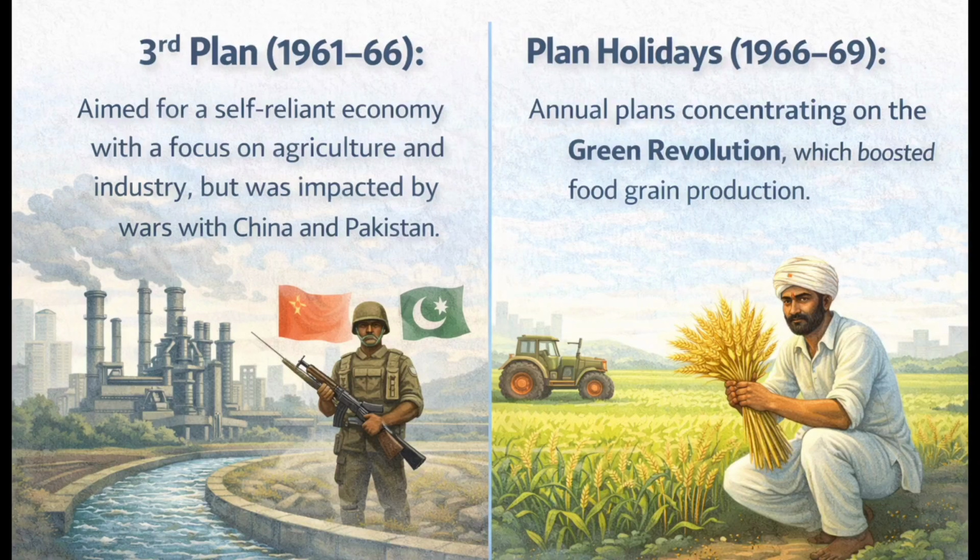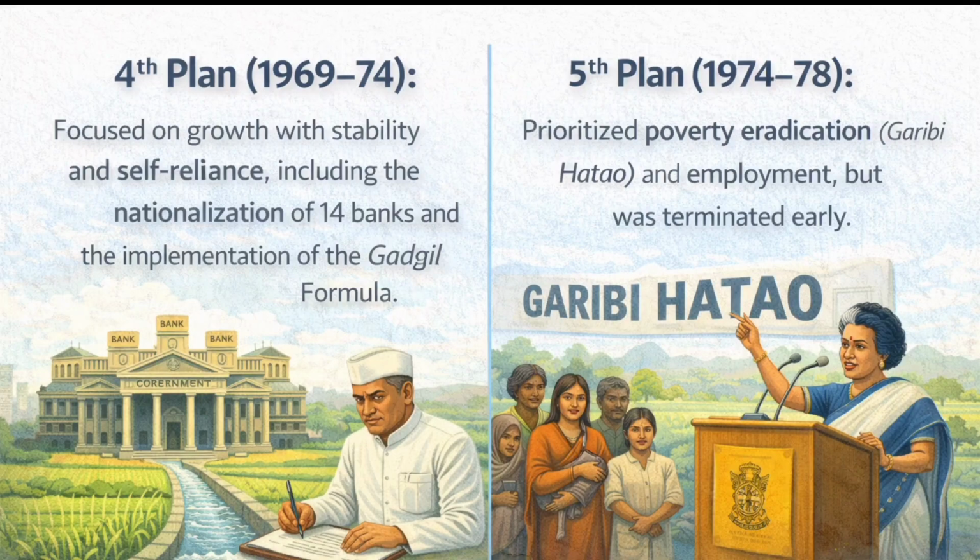Plan Holidays, 1966 to 1969, annual plans concentrating on the Green Revolution, which boosted food grain production. Fourth plan, 1969 to 74, focused on growth with stability and self-reliance, including the nationalization of 14 banks and the implementation of the Gadgil formula. Fifth plan, 1974 to 1978, prioritized poverty eradication, Garibi Hatao, and employment but was terminated early.